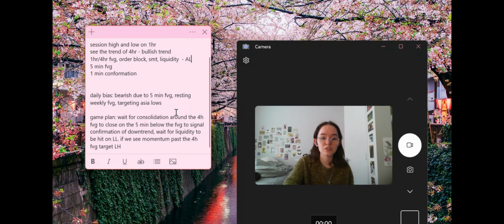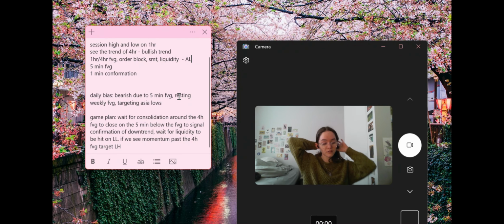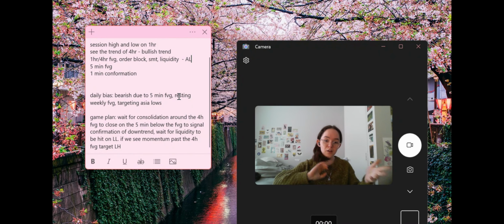And I would honestly just wait for the liquidity to be hit on the London low. But if we did see momentum past the 4-hour fair value gap, then I would target the London highs, which is what I did. So just wanted to clarify that as well.